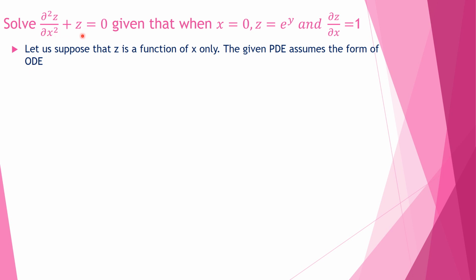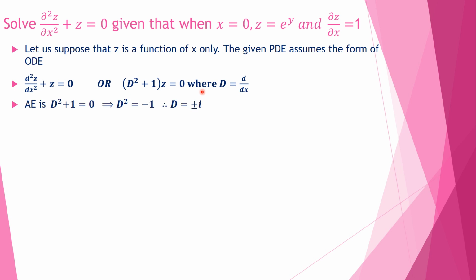So the given partial differential equation, let us assume as an ordinary differential equation. So ∂ will convert to d. This becomes d²z/dx² + z = 0. This is the corresponding ordinary differential equation to the given PDE. Or we can write (D² + 1)z = 0, where D = d/dx. Now we know how to solve this type of differential equation, by writing the auxiliary equation.